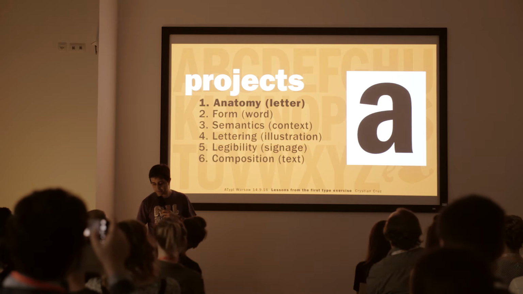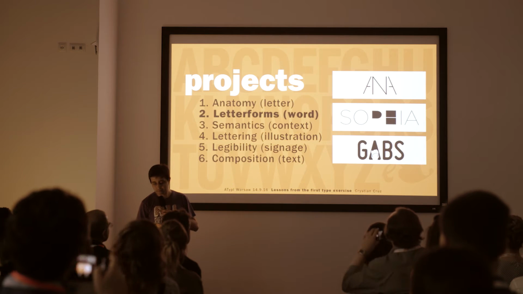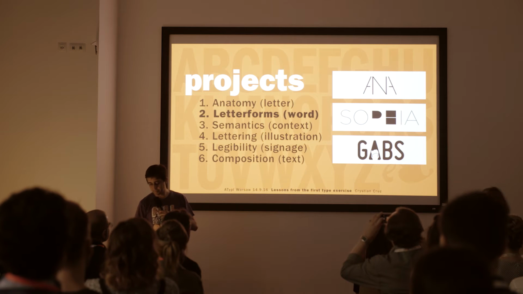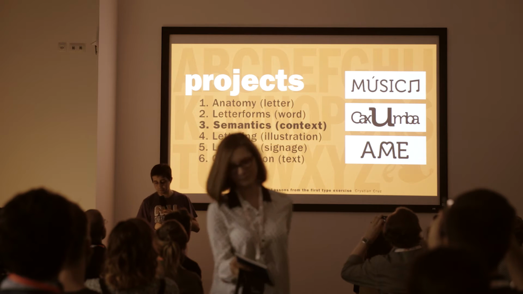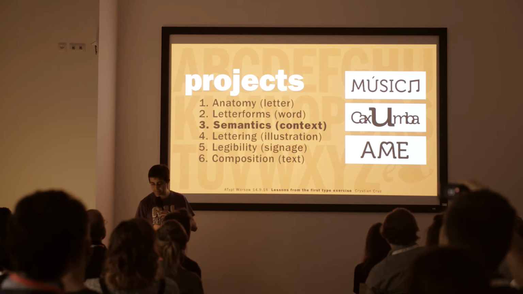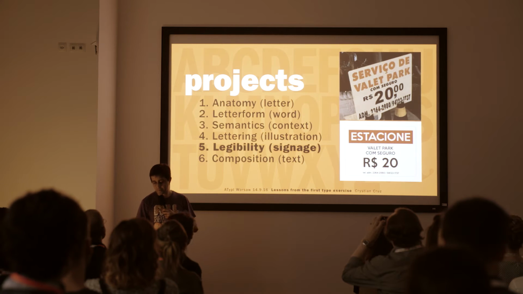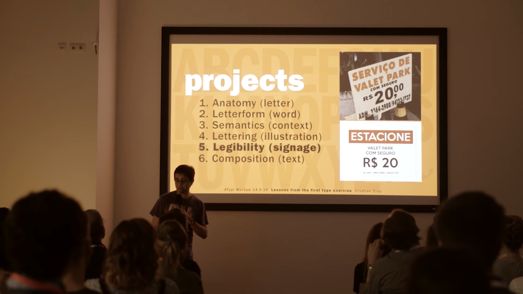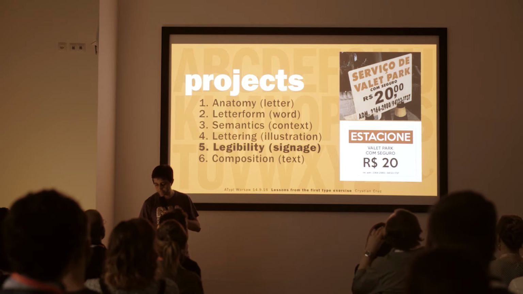But just to get an idea, I have one that later goes with letterforms. This is some of the results. The other would be with semantics, when they have to use Museo 500 in different ways just to get in a context. The next would be a lettering exercise. The other would be about legibility. They have to pick up bad signage and then improve it with the good use of typography.